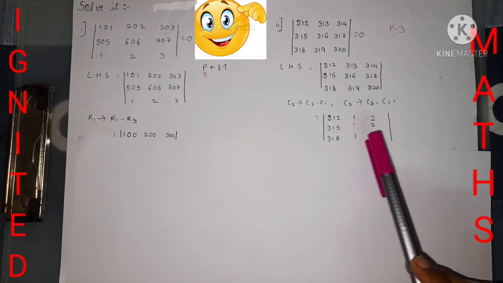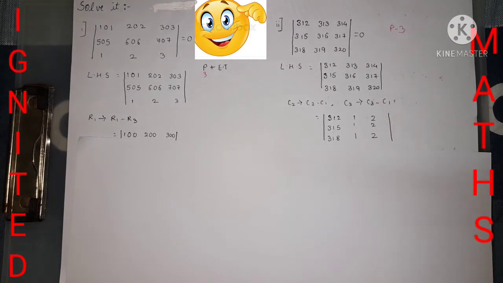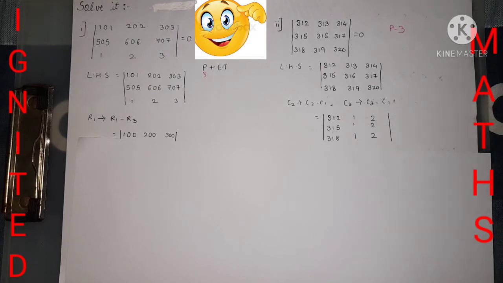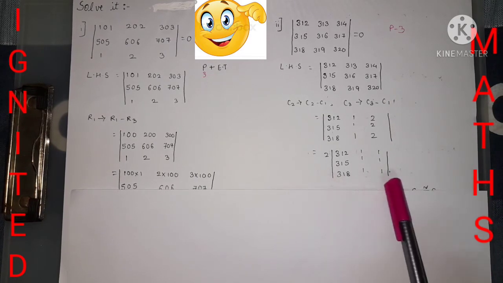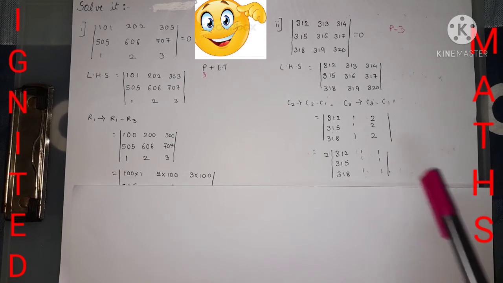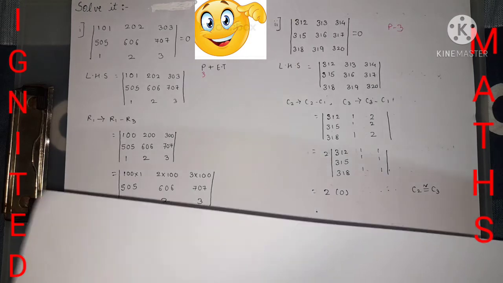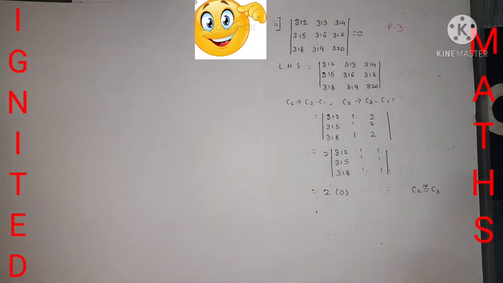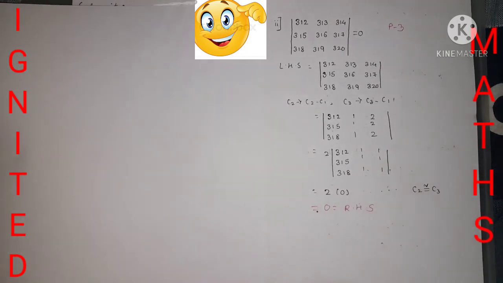So column 2 and column 3 are almost identical, but the only problem is this 2. So I am going to take the 2 term as common from column 3. If I take the 2 term as the common term from column 3, then I get the answer like this, which says that column 2 and column 3 are identical. Now I got the proof that if any two rows or any two columns are identical, then the value of the determinant will be 0, and we got the answer as 0, which is nothing but the right hand side. This is how we are proving that left hand side is equal to right hand side.